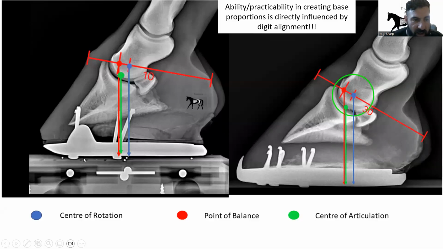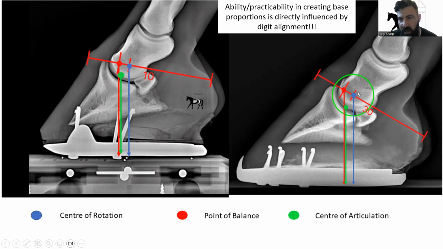Now, the ability to create the proportions that you want around your point of balance or your center of rotation is directly affected by the alignment of the digit. Okay, as you can see here, right? So this foot on the left has a really nice straight phalangeal alignment, really nice straight hoof pastern axis. I think we would all agree. Therefore, it's very, very easy to create 50-50 around whatever point you want to create it around. It's easy because the center of rotation is in the right position, the pedal bone's in the right position.